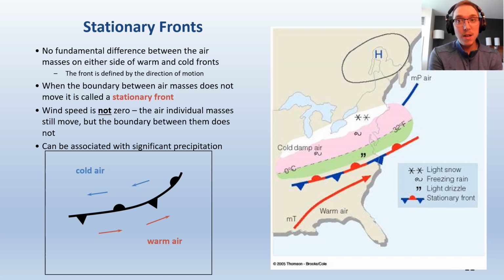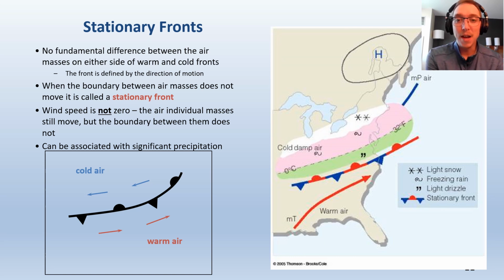So the next one is a stationary front. There is no fundamental difference between the air masses on either side of the warm or cold fronts. The front is defined by the direction of motion here. So when the boundary between those air masses does not move, it's called a stationary front. It's stagnated. Wind speed is not zero, and there are still individual masses that are moving, but the boundary does not move. So this can be associated with significant precipitation.